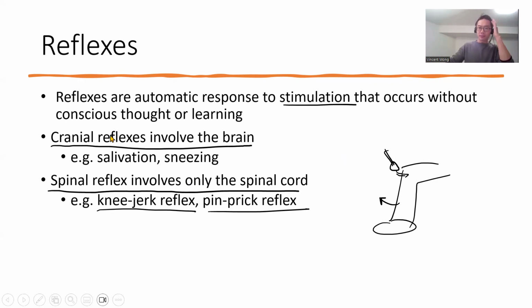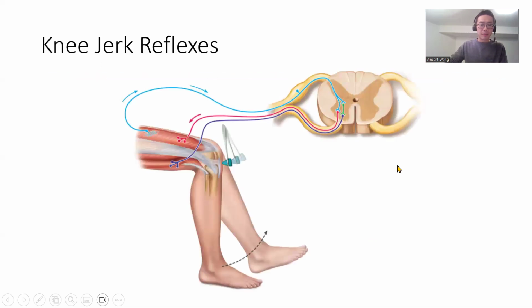So cranial reflex involves the brain only. Spinal reflex involves the spinal cord only. Nothing too complicated here, pretty standard stuff. This shows the knee jerk reflex. You tap on the patella tendon, and there are some detectors here, which we're not going to go into, but the signal goes to the spinal cord.